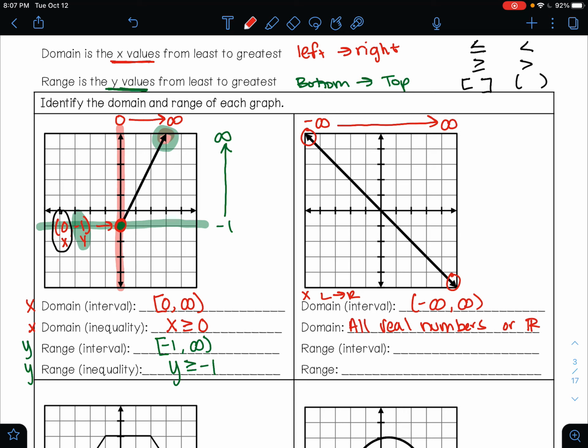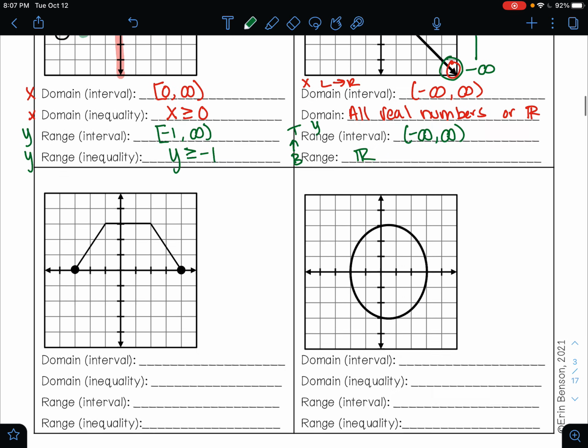Your range is your y values from the bottom of your graph to the top of your graph. Well, the bottom of my graph is pointing down, so that's going down forever, so that's going to negative infinity. The top of my graph is pointing up forever, so that's going to positive infinity. So my range is from negative infinity to positive infinity. Negative infinity to positive infinity includes all of the real numbers, so we could say all real numbers.